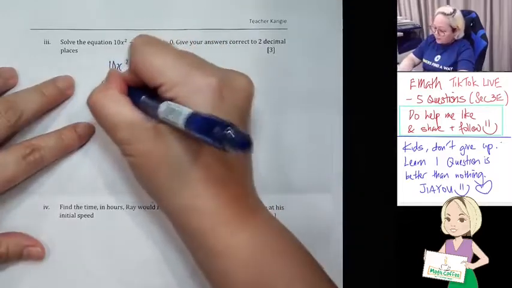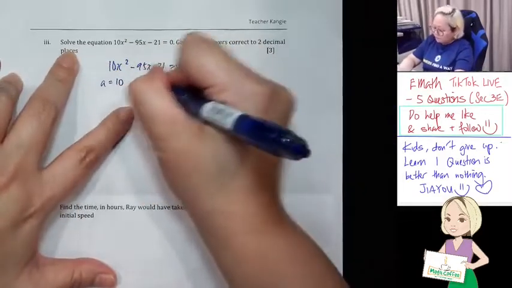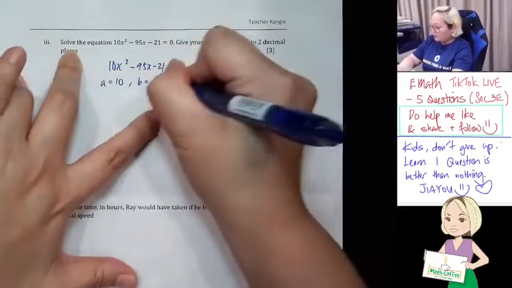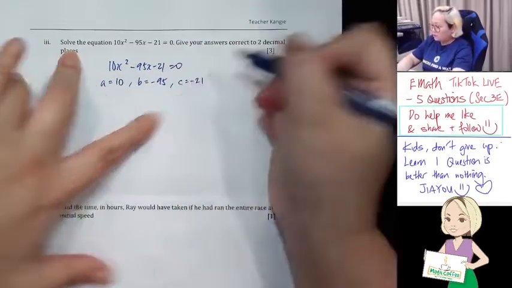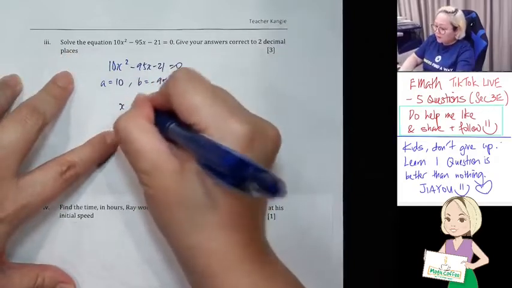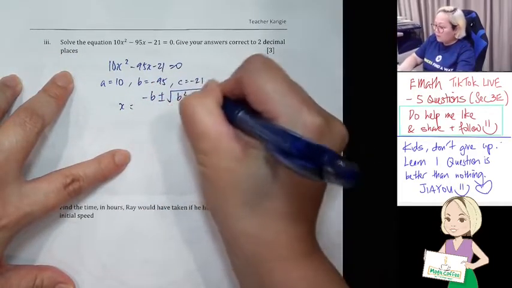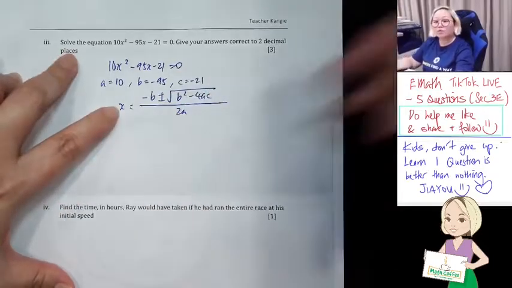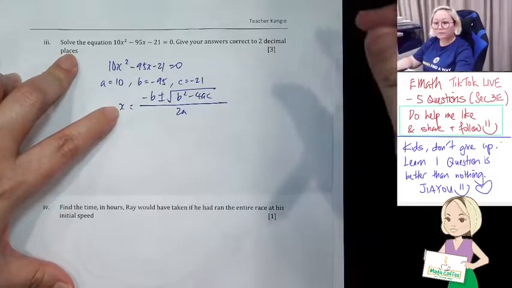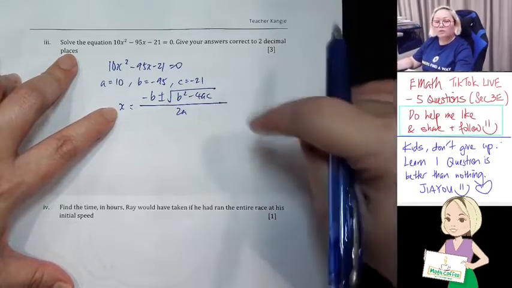Okay, my A is 10. A is the coefficient of x squared. B is the coefficient of x, which is minus 95. C is the coefficient of a constant. So I'm going to use the formula. So my x is equals to minus b plus minus square root of b squared minus 4ac over 2a. So this is the formula to solve quadratic equation.